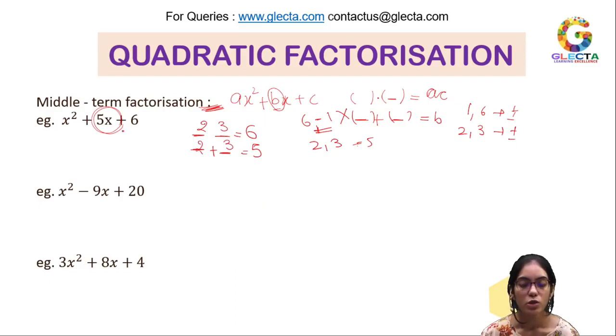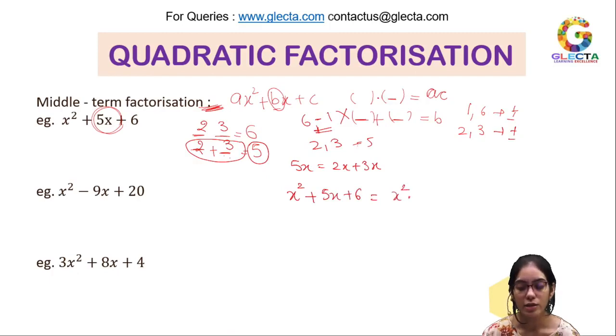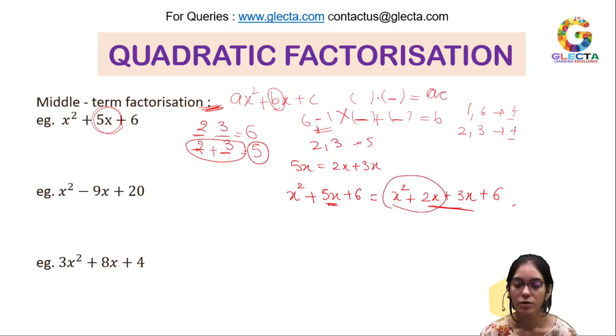Satisfying both? Yes. So all we have to do is factorize this 5 in terms of 2 and 3. So 5x will be 2x plus 3x. So the expression x square plus 5x plus 6 can be written as x square plus 2x plus 3x plus 6. Can you tell me, are these two expressions the same? Yes, they are, because here it is 5 and we just split 5 into 2x and 3x.